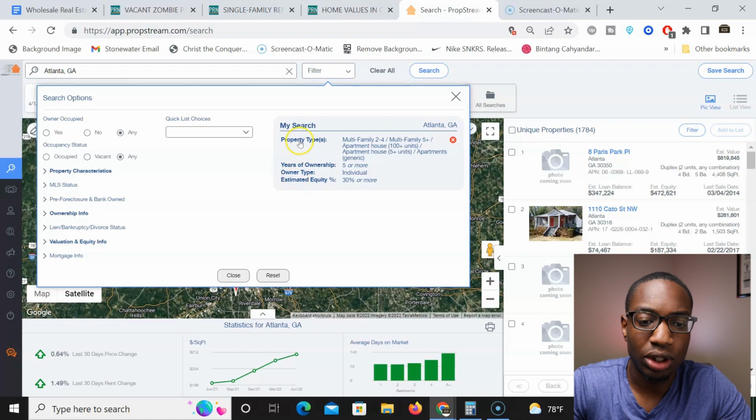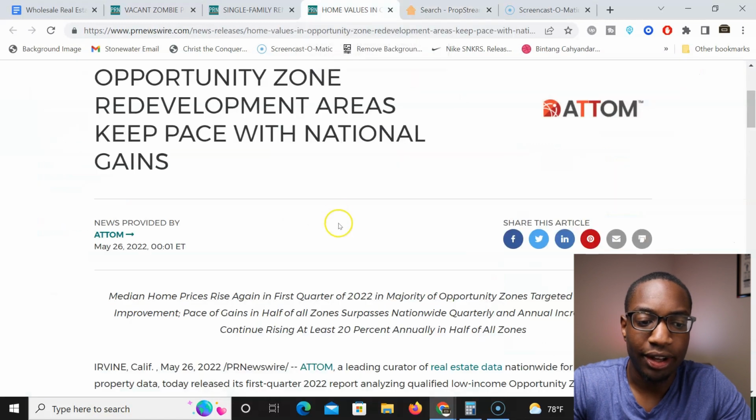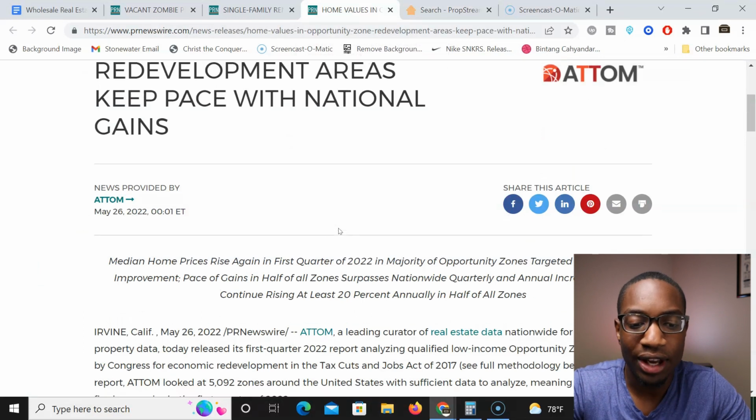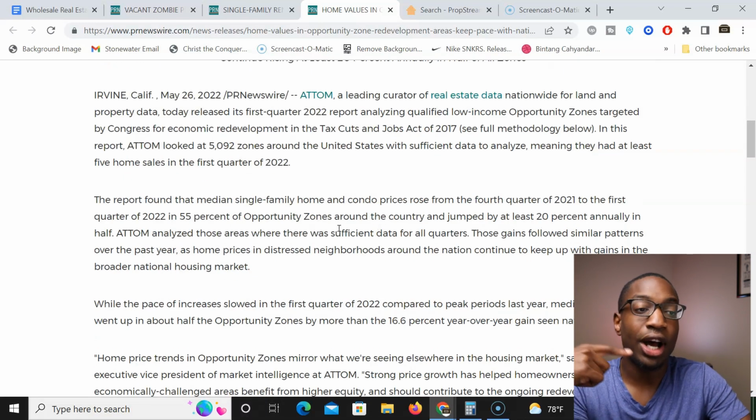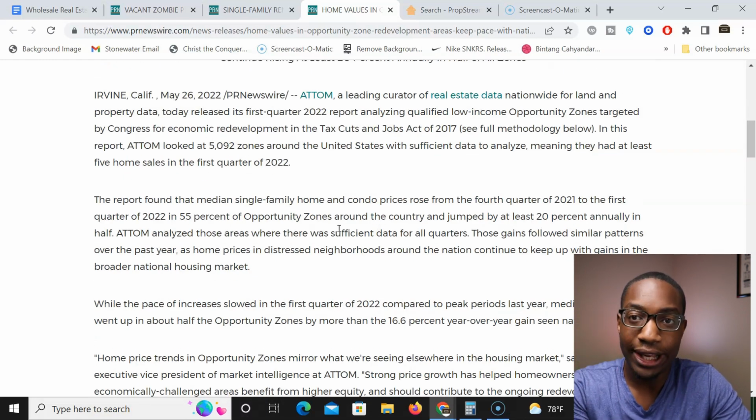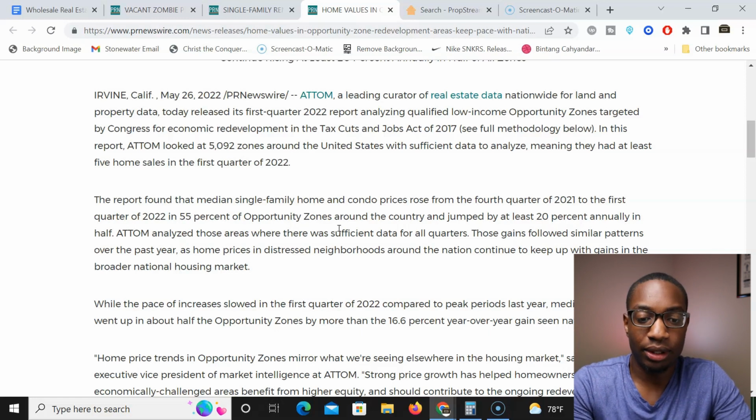And then the next one I want to talk about relates to this article about home values in opportunity zones, redevelopment areas keep pace with national gains. So they're just saying the home values in opportunity zones, these are areas of low income earners. And this was when Trump was in office, he implemented the Tax Cuts and Jobs Act of 2017, and it gave incentive to investors to invest in these areas, right, to redevelop them, essentially gentrification. You may have different opinions on it, but this is the truth. This is just the facts, and I'm just trying to share that with you.